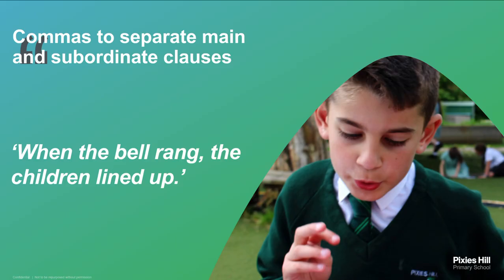This slide is about using commas to separate main and subordinate clauses, which is taught in Key Stage 2, and is part of the writing process from Year 4 and above. If a sentence begins with a subordinate clause, we place a comma before the main clause to show that the introductory part has finished. For example, when the bell rang, the children lined up. The comma helps the reader pause before moving into the main action. But when the main clause comes first, we don't need a comma. For example, the children lined up when the bell rang. Here the sentence flows naturally without a pause.